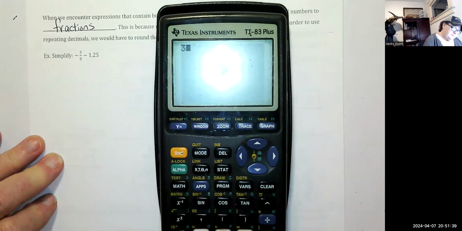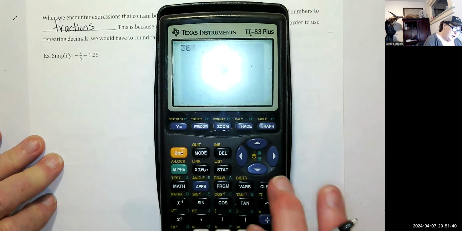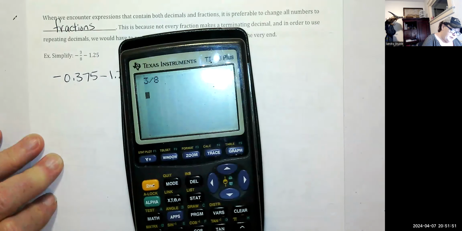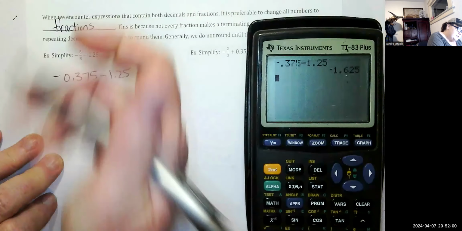So 3/8. Yeah, I'm going to stop after this. 375. And we're going to subtract 1.25. This I will accept. Negative 0.375 minus 1.25. Negative 1.625. I would accept that completely.